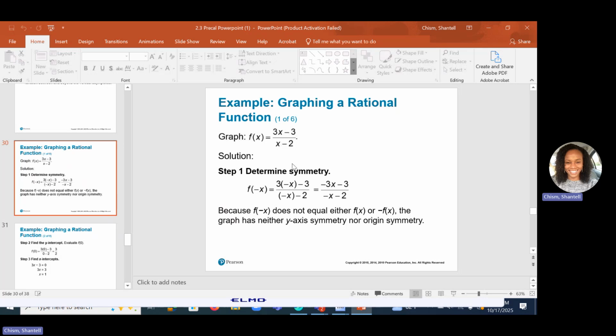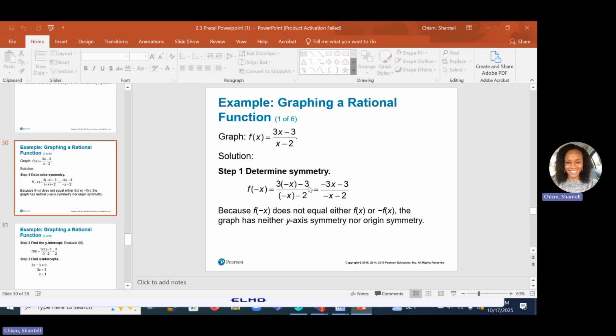So the first step is to see if we've got symmetry. We're evaluating the function at negative x, so wherever we had x, we're replacing it with a negative x. So 3x minus 3 becomes 3 times negative x minus 3, which is just negative 3x minus 3. And then on the bottom, x minus 2 becomes negative x minus 2.